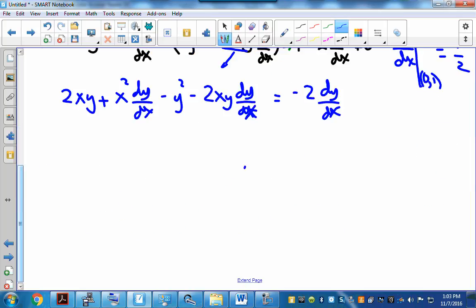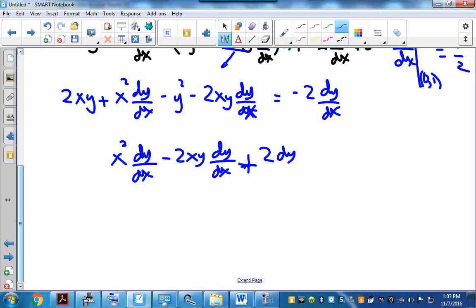Okay. So let's move all the terms that have dy/dx to the left. So we have x squared dy/dx, 2xy dy/dx, and then plus 2 dy/dx, and then all the terms that don't have dy/dx, I'm going to move to the right. That one I'm going to go over, and that one I'm going to go over. So y squared minus 2xy, and then we divide.